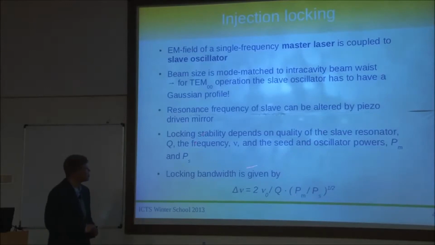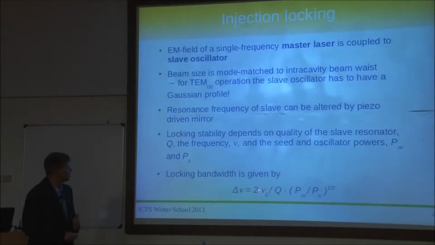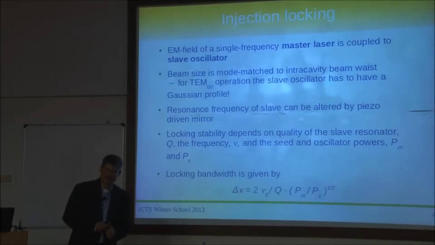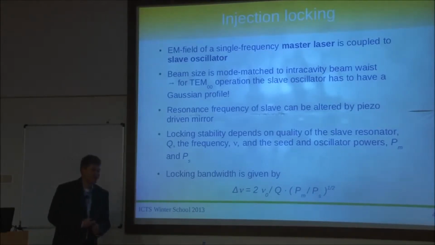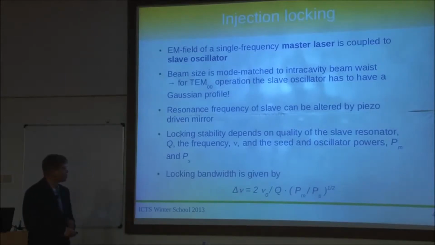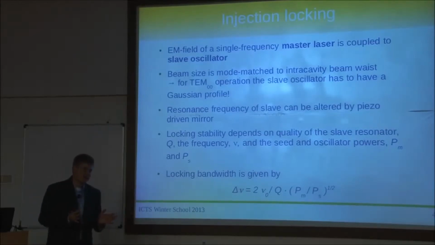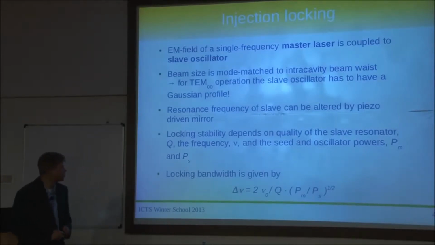The stability of this locking depends mainly on the quality of the resonator. It's given by this formula, and the quality is standing at the bottom, which is good for us because this high power oscillator has an outcoupling mirror of 50%, I think, 50 or 55 or so. So the quality is rather bad, the finesse of that thing is rather bad, and that helps in terms of the locking bandwidth. The locking bandwidth tells you how close the resonance frequency of that laser needs to be to the master frequency.